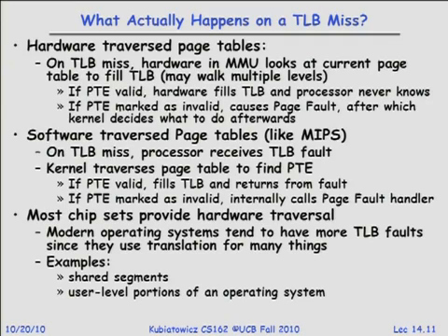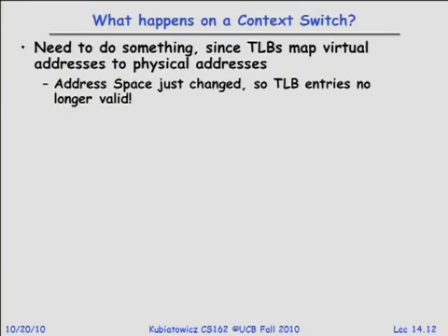Okay. Finally, what happens on a context switch? Well, you need to do something because the TLB maps virtual addresses to physical addresses. This was the question that was just asked a little bit ago. And the address space just changed. I went from one process to another. There's a new address 0. Okay, and so what do we do?